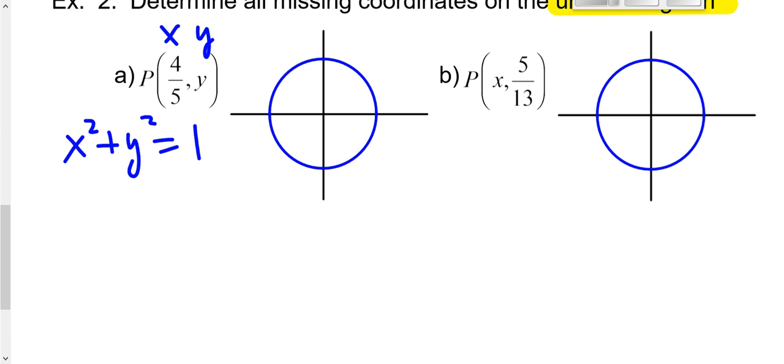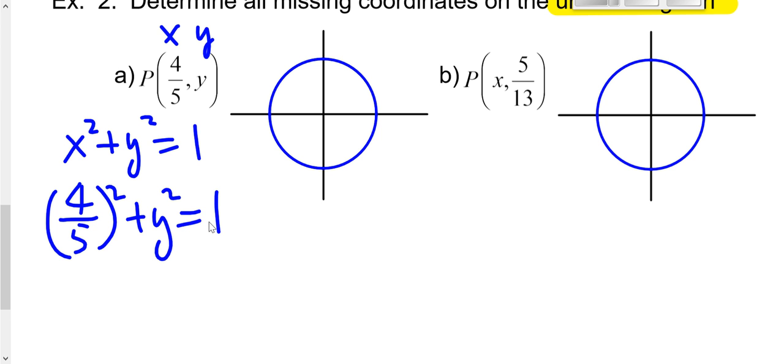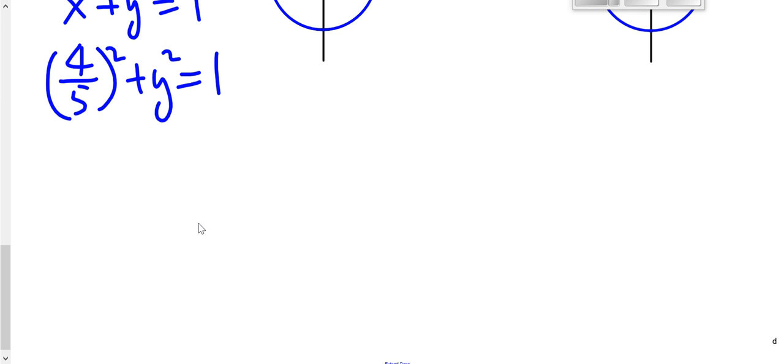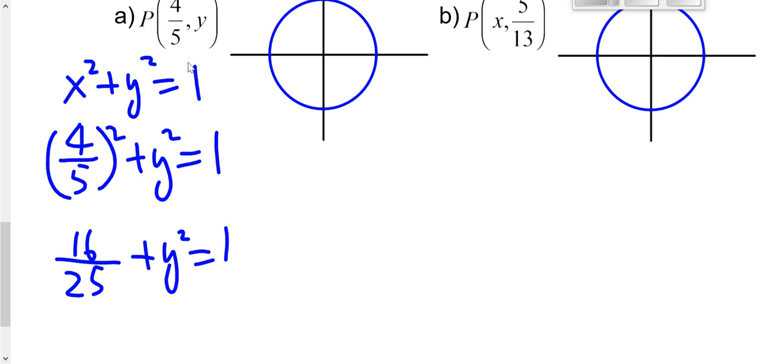So plug all this in. x is 4/5, so (4/5) squared plus y squared equals 1. And of course the rest is just simple algebra. You can take advantage of your calculator, plug this fraction in to find the value for the square of this. This one is simple enough for me, so I'll just do it this way. 4/5 squared, so 4 squared is 16. On the bottom, 5 squared gives you 25, plus y squared equals 1. Now when I say 1, I mean 1 squared. I hope you all know that. Anyway, a squared plus b squared equals c squared.